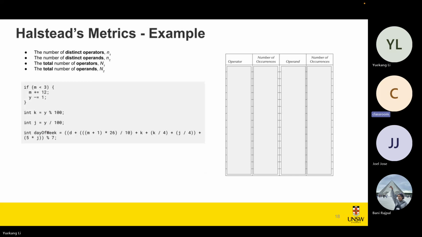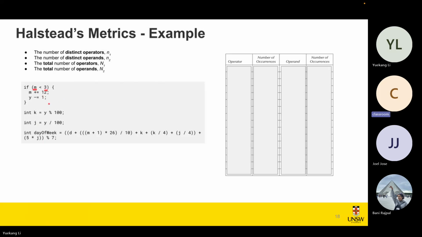Let's have a look at how Halstead's metrics work with an example here. Remember, we need to count 4 basic things. So what are the operators in this program here? We need to count the number of distinct operators, right? So operators are things that are being operated, right? So M here is an operator. 3 here is an operator.